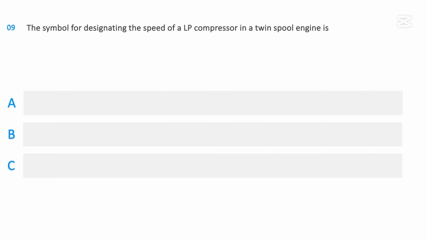The symbol for designating the speed of a low-pressure compressor in a twin-spool engine is N0, N1. The correct answer is N1.